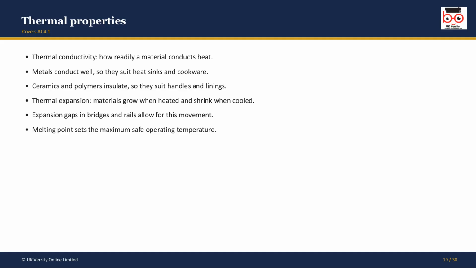Then there's thermal expansion. Materials grow when heated and shrink when cooled, and that's why bridges and railway lines are built with expansion gaps to absorb the movement. Finally, the melting point sets the maximum safe operating temperature for a material.